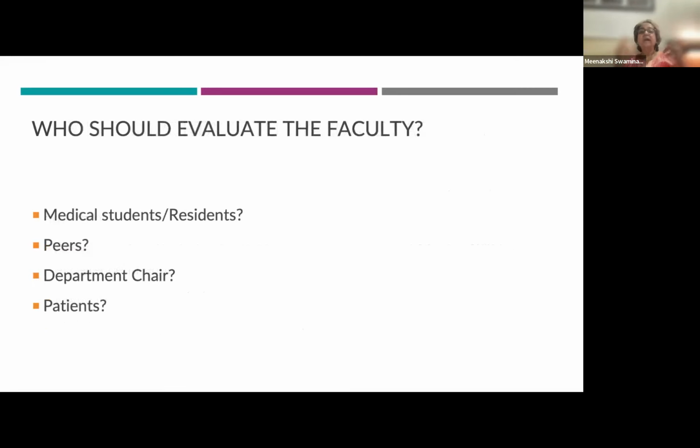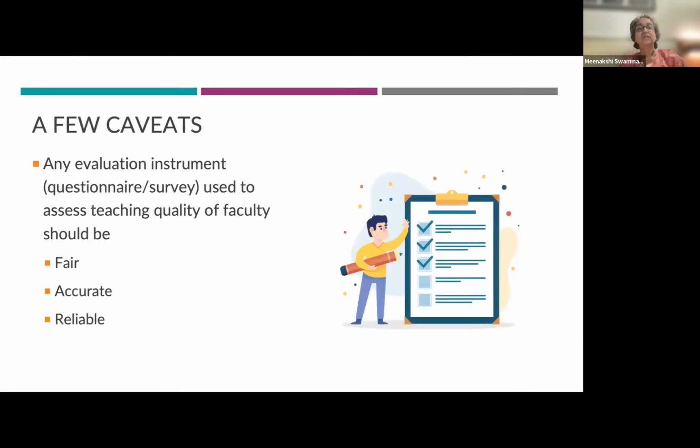Now, who should evaluate the faculty? We've been talking a little bit about it. Is it the medical students, the residents? Is it the peers, the other faculty? And Horia just talked about senior faculty evaluating the juniors in a sort of subjective way. Should the department chair be doing it? I mean, they're pretty busy as it is. Or should you take a 360-degree feedback from the patients?